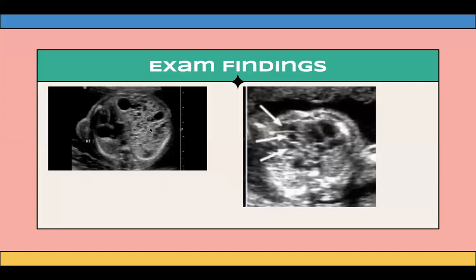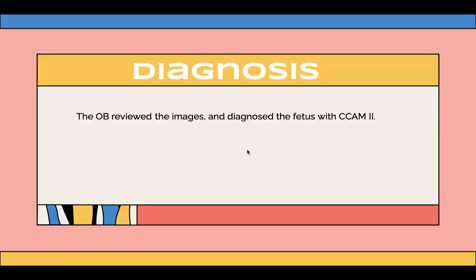Some other pictures they took of the fetal thorax include more anechoic structures. These look smaller, and then there are also some bigger components. And this is another picture with arrows. With the lungs, it looks like they're compressing other organs. The obstetrician reviewed the images that the sonographer turned in, and she diagnosed the fetus with CCAM type 2. CCAM type 2 is macrocystic with microcystic components.